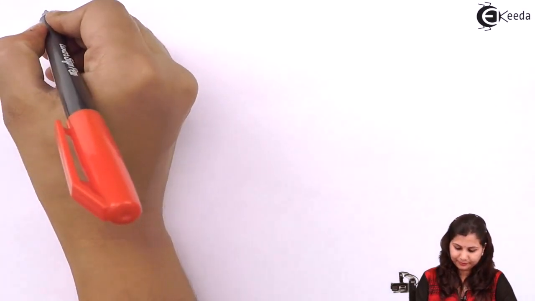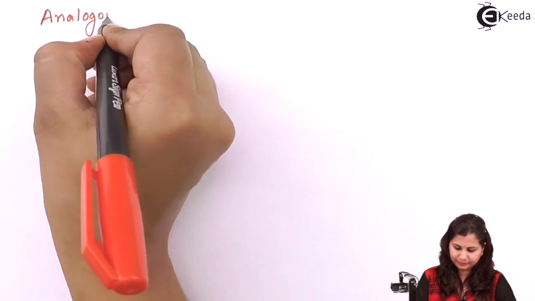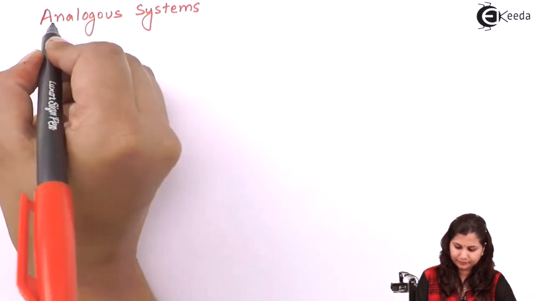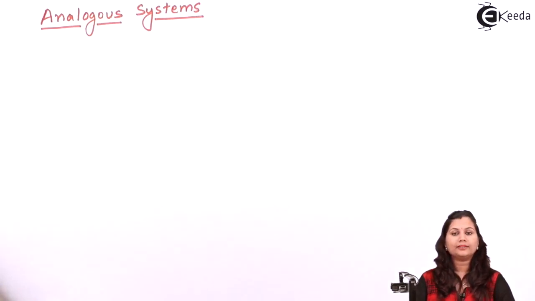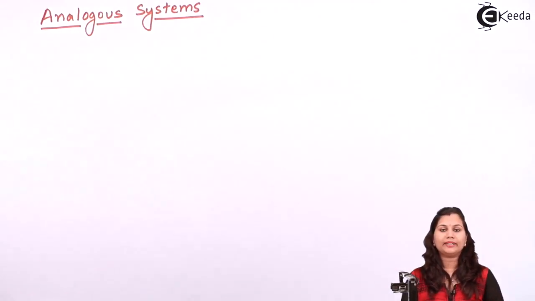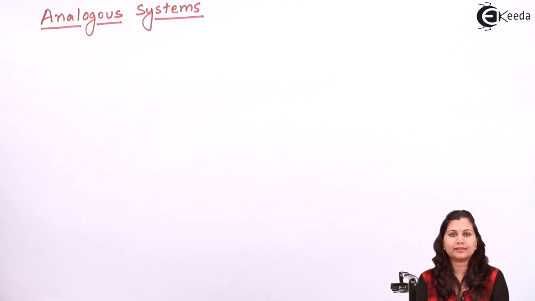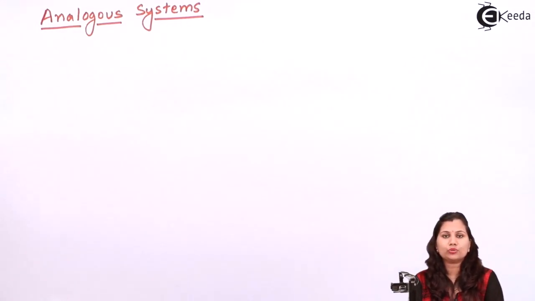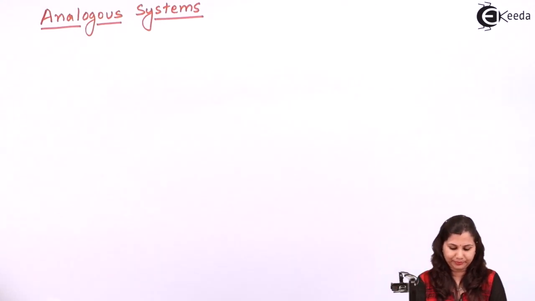Hello friends, in this video we are going to study about the analogous systems. Analogous systems means that we are having two different physical systems and we are representing these two different physical systems with the same mathematical model. So if they are having the same mathematical model, then they will be called as analogous systems.